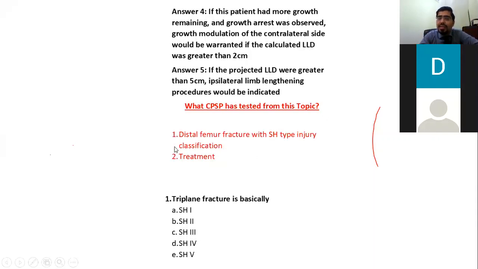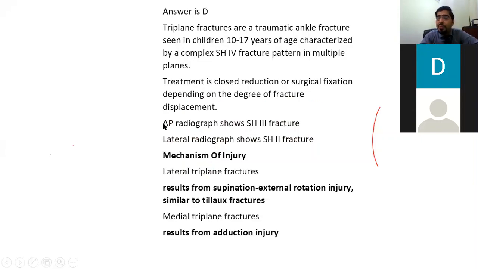But CPSP has tested distal femur fracture with Salter-Harris type injury, and classification has been tested in treatment. Now the triplane fracture and Tillaux fracture, very important, very favorite of CPSP. Triplane fracture, basically it is Salter-Harris 4, but on the AP radiograph it is Salter-Harris 3 and on the lateral radiograph Salter-Harris 2. So you must remember, I told you any fracture with a Salter-Harris association must be remembered. The mechanism of injury is the same, supination external rotation, similar to Tillaux fracture. There are two different types, lateral triplane and medial triplane. So the mechanism in triplane is 2, in Tillaux it is only 1.